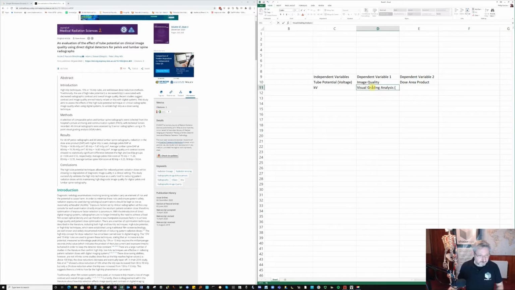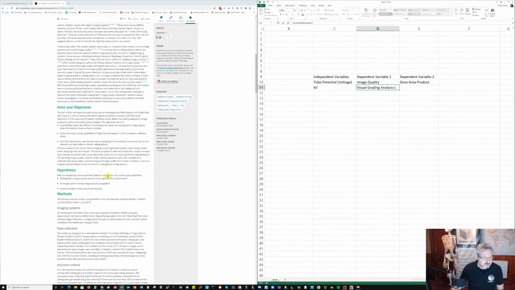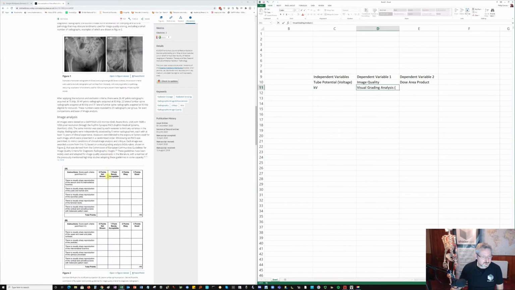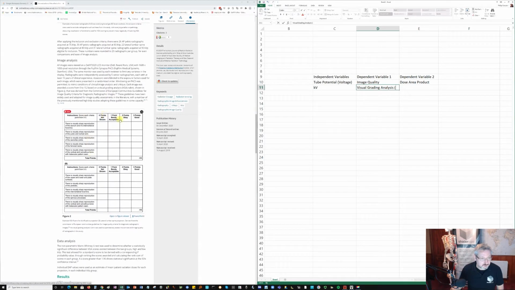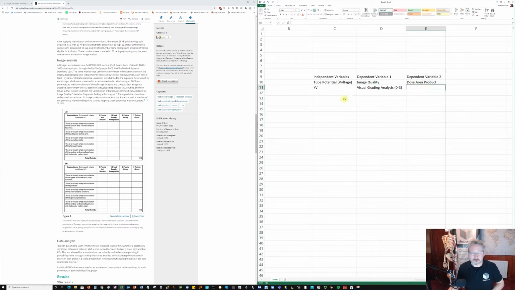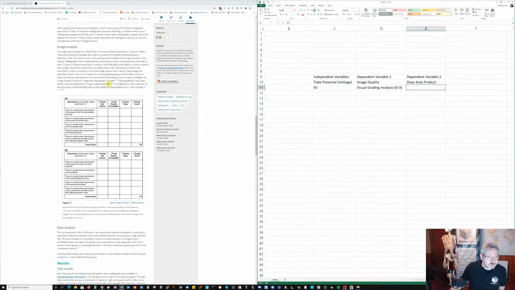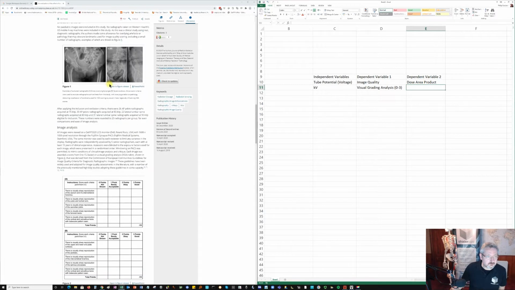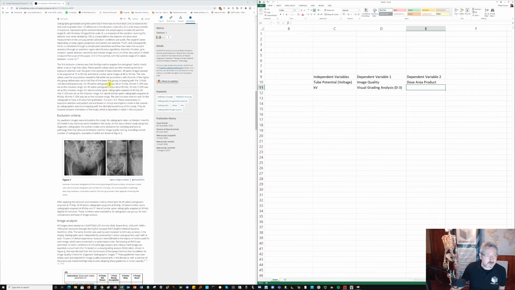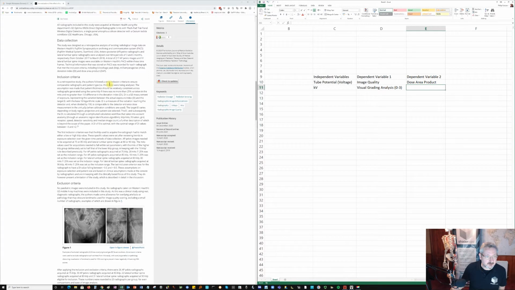And I think if we scroll down the paper here, when we look at the tables, it gives us the actual score sheet for visual grading analysis, and it's between 0 and 3. So the grading analysis is going to be a score between 0 and 3, and we've got criteria that we can use to score the images. And the dose area product, what units are they using for dose area product? We just look at the paper and we find that out.